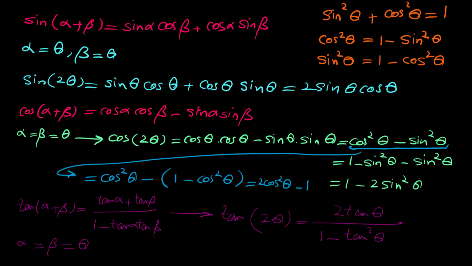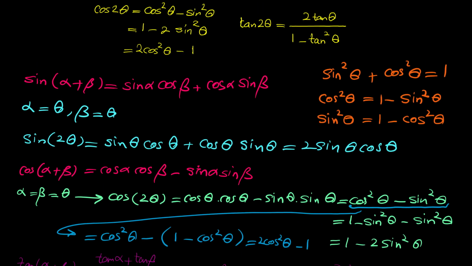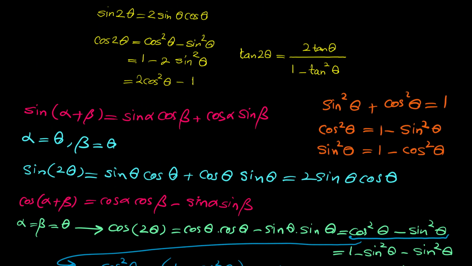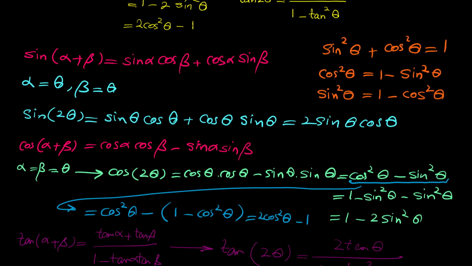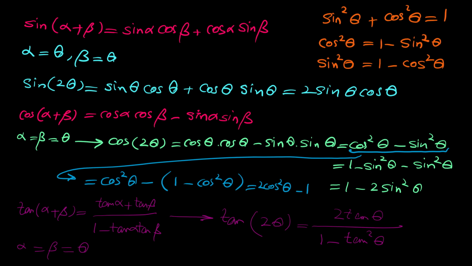And this completes the proof of the identity for tangent. Tangent of 2 theta is 2 tangent theta over 1 minus tangent squared theta. Look at this. We proved the identity for tangent as well.